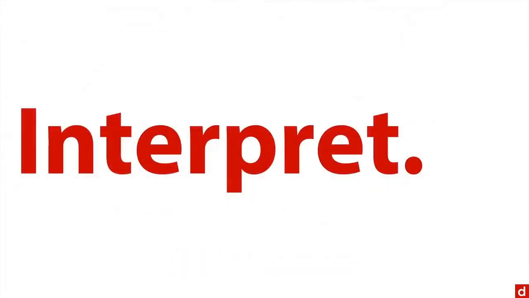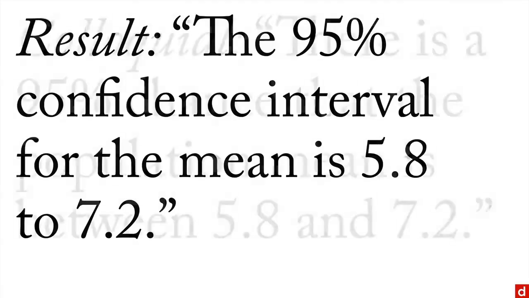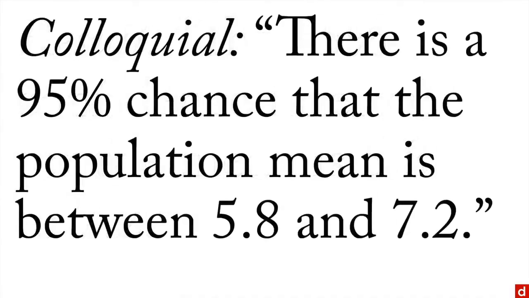Now, the statistically accurate way that has very little interpretation is this. You would say the 95% confidence interval for the mean is 5.8 to 7.2. Okay, so that's just kind of taking the output from your computer and sticking it into sentence form. The colloquial interpretation of this goes like this. There's a 95% chance that the population mean is between 5.8 and 7.2.